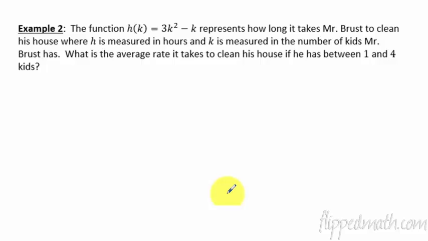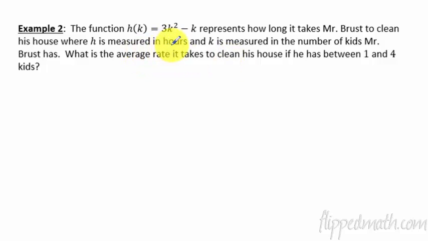Okay, example number 2. We have this function, blah, blah, blah. I always say blah, blah because it doesn't really matter what this function is. We just have a function. We're going to come back to it. I don't even need to understand the function yet. It's how long it takes Mr. Brust to clean his house, where H is measured in hours and K is measured in the number of kids Mr. Brust has. They keep multiplying at his house. So I like this example, one, because it's a joke to think Mr. Brust is going to be cleaning his house.